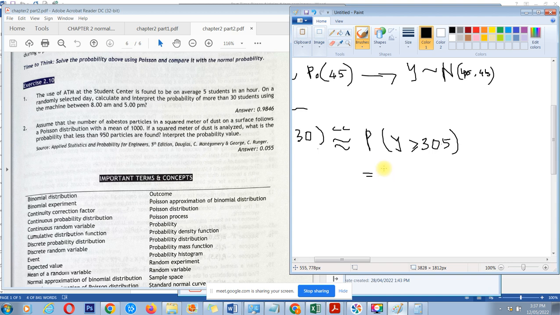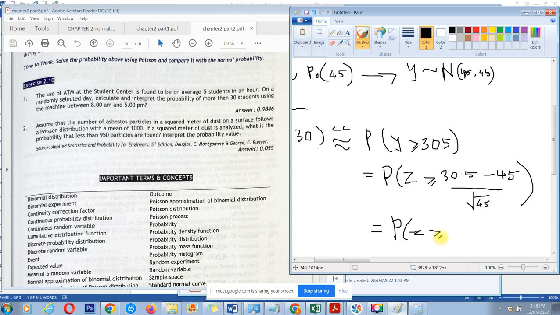Okay, and then kita akan dapat, P equals to, okay, kita normalize dia. So Y jadi Z. So P Z greater and equals to 30.5 tolak 45 bahagi square root 45. Sebab dia kena bahagi standard deviation kan, yang kita ada variance. Okay, you akan dapat P Z greater and equals, ni berapa ni? Cuba kira sekarang. Saya tak ada calculator.